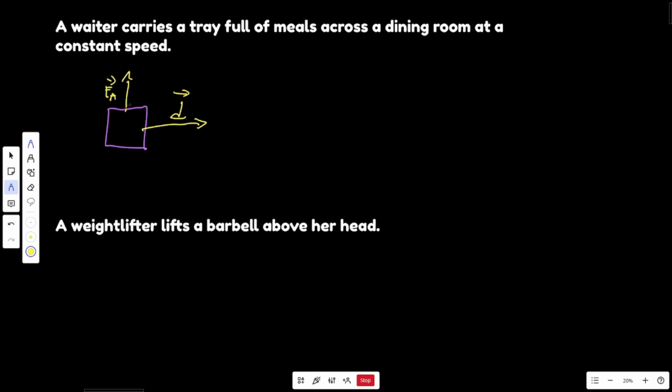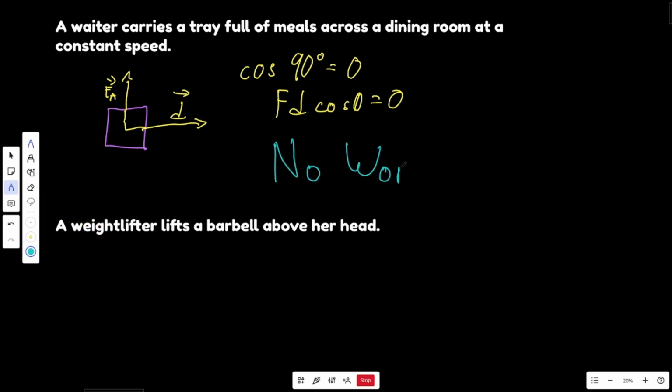We can see that there's an angle in between them. From this free body diagram, it's actually really easy to see that there's a perpendicular angle. So since there's a perpendicular angle, which would be 90 degrees, that means that cosine 90 is 0, and our equation of F d cosine theta would just be 0. So there is no work done. No work. Okay, so now let's try the next one.